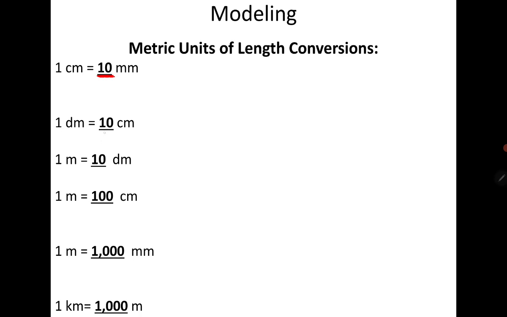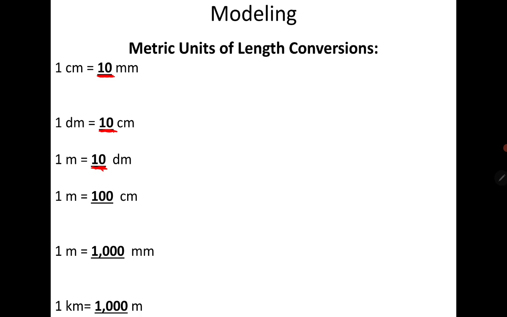1 decimeter is equal to 10 centimeters. And so it would take about 10 fingernails lined up straight across to equal the length of a credit card. So 1 decimeter has 10 centimeters in it. 1 meter is equal to 10 decimeters.